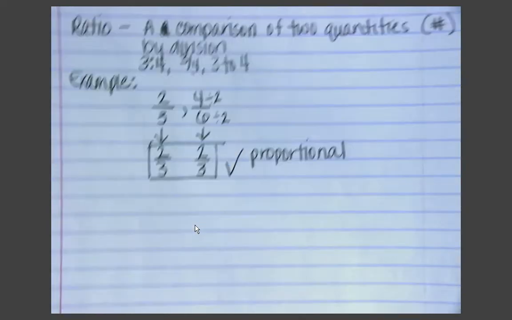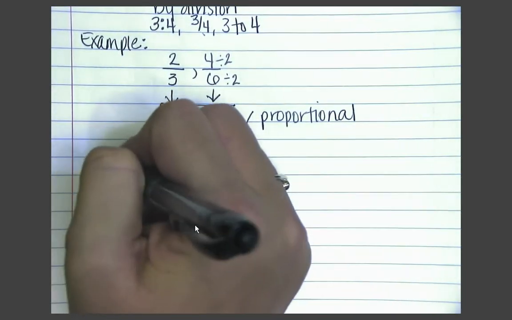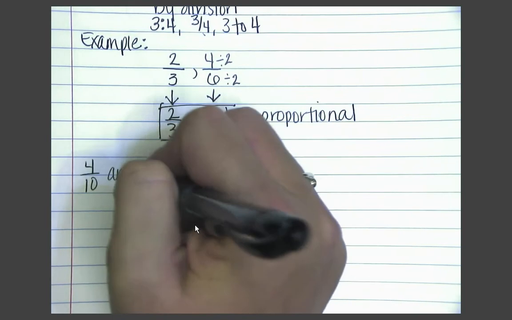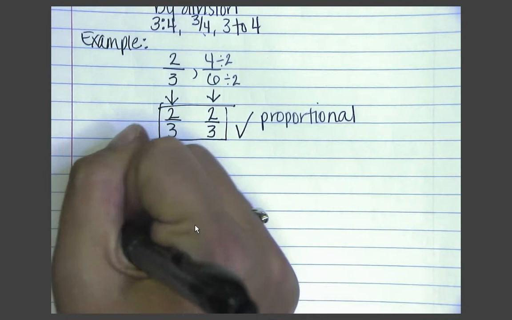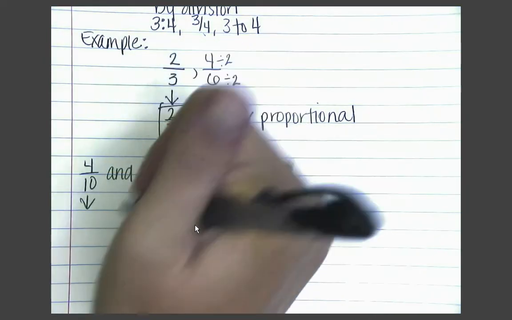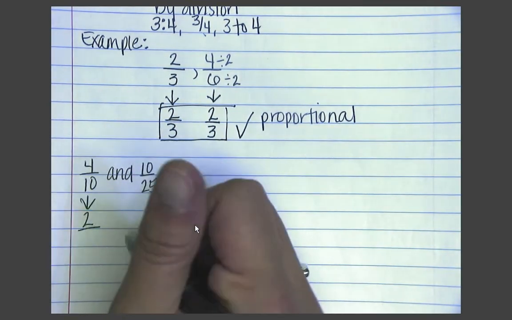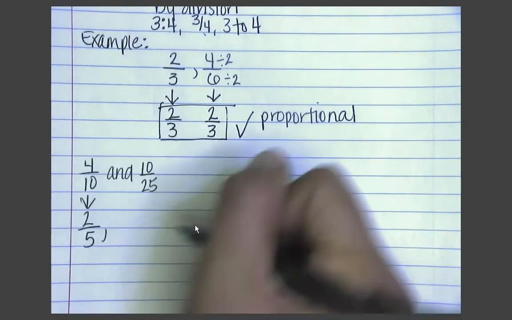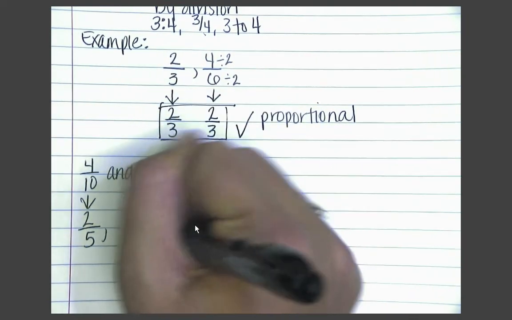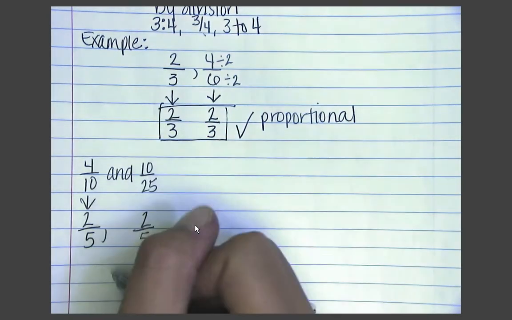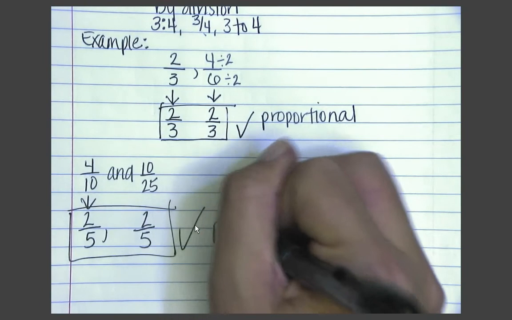Okay, let's try another one. 4/10 and 10/25. If I simplify these, 4 and 10 can be simplified by 2, so 4 divided by 2 is 2, and what you do to the bottom you have to do to the top, so 10 divided by 2 is 5. And 10 and 25 can be simplified by 5, so 10 divided by 5 is 2, and 25 divided by 5 is 5. Are these the same two fractions? Yes, they are. So that means that these are proportional.